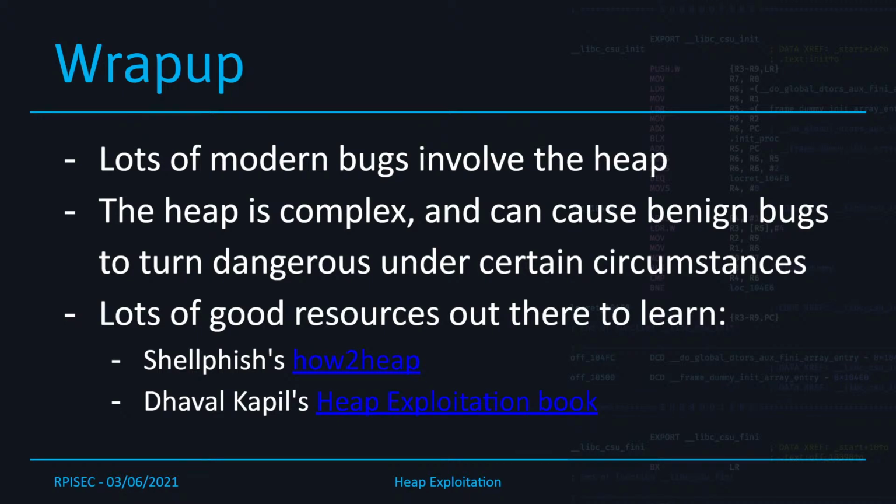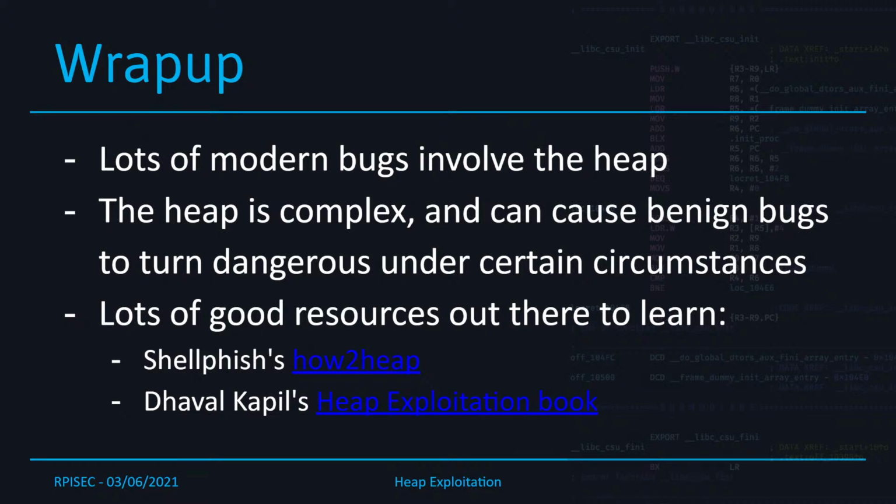So there's a lot of good resources out there to learn. I made heavy use of these when preparing the presentation. Shellphish has a nice Git repo called How2Heap, and it contains a whole lot of examples. Some of them for modern libc, a lot of them for older libc. There's also a nice Heap Exploitation book by Dhaval Kapil, aka Vampire, I believe. It's just nice little reference material. It talks about the internals, how the bins work, and a whole bunch of different kinds of attacks. So those are quite good to look at.